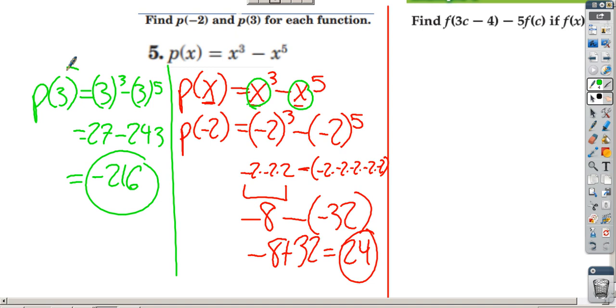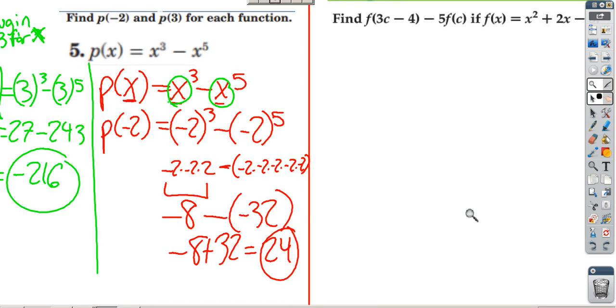Okay, notice that there's nothing we're doing on the left side. P is not a variable. It's not like we're trying to solve for P. This is a faster way of saying this. P of 3 is just a shorthand way of saying plug in 3 wherever you see an x. That's what that means.